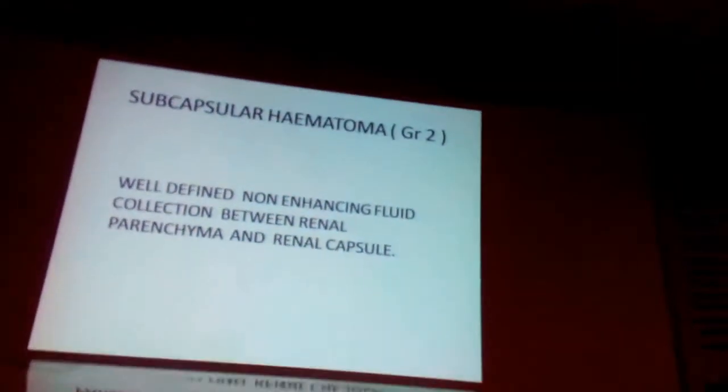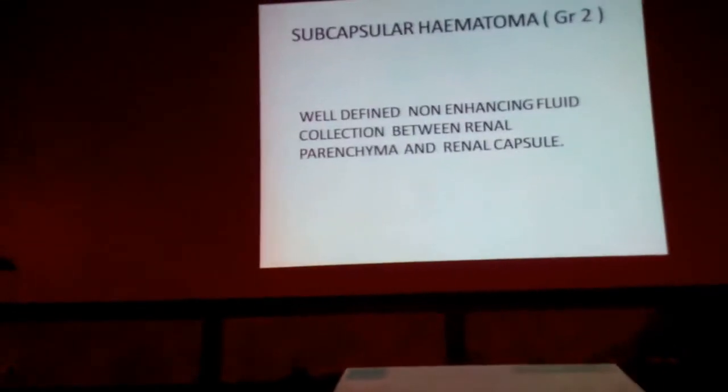Second type, subcapsular hematomas. Small collections in the periphery, between the kidney parenchyma and the capsule. A small collection here like this. These are small subcapsular hemorrhages. The renal parenchyma is totally normal.